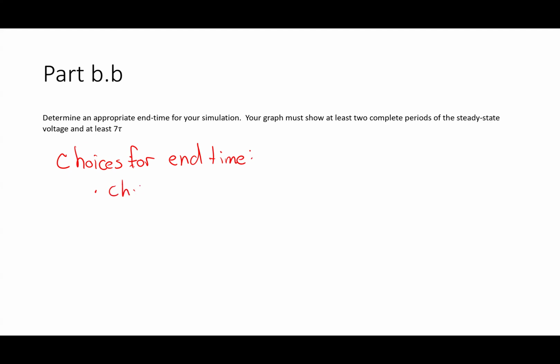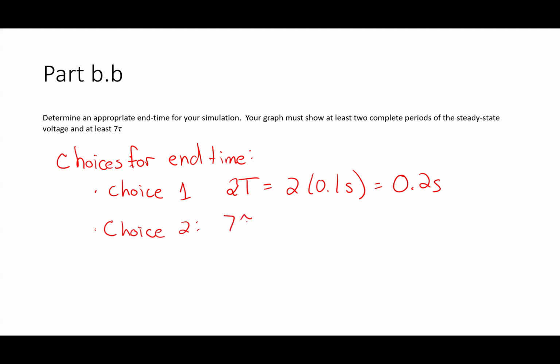Choice one is apparently 2τ, which is 2 times 0.1 seconds, or 0.2 seconds. And choice 2 is apparently 7τ. Tau was 1 second, so that's 7 seconds. So which one do I choose?